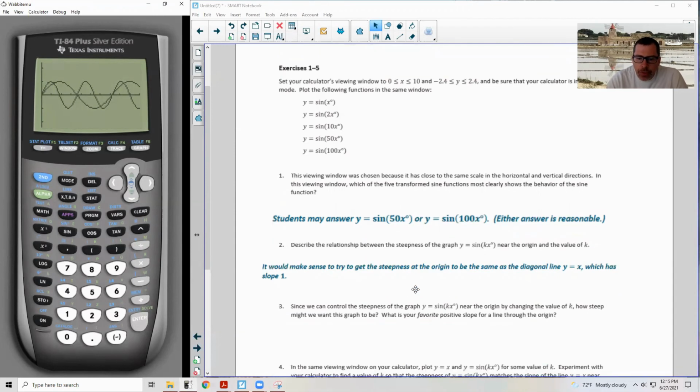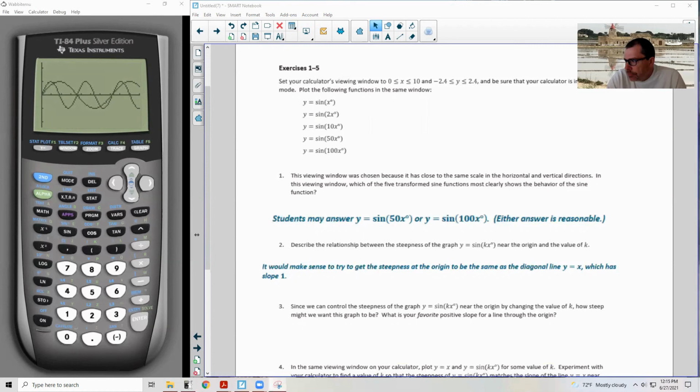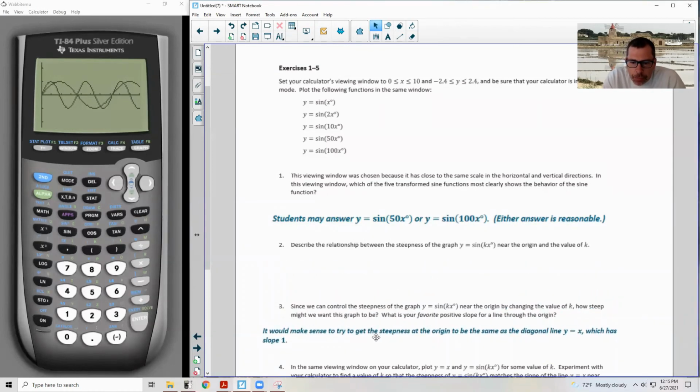Number 3 says, since we can control the steepness of the graph y equals sine k times x degrees near the origin by changing the value of k, how steep might we want the graph to be? Okay. What is your favorite possible slope for a line through the origin? Okay, so I made a mistake there. This should be here. It would make sense to get the graph y equals x slope of 1, but I want to answer this other question as well.